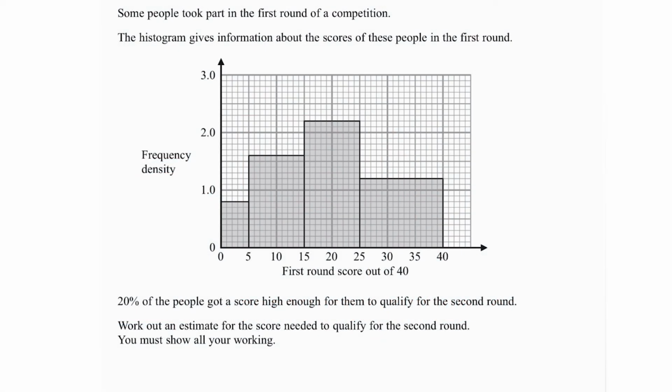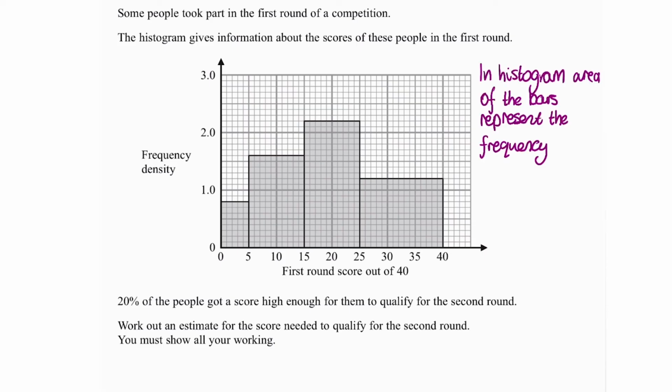Some people took part in the first round of a competition. The histogram gives information about the scores of these people in the first round. So 20% of the people got a score high enough for them to qualify for the second round. And we need to work out an estimate for the score they need to qualify for the second round, showing all of our working.